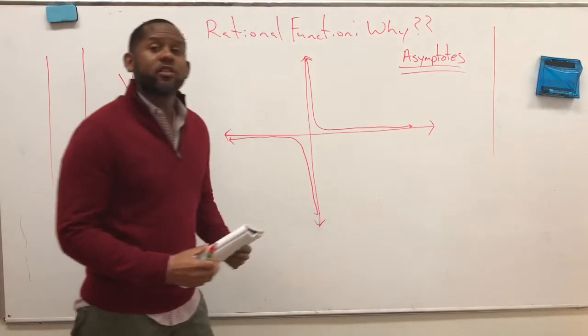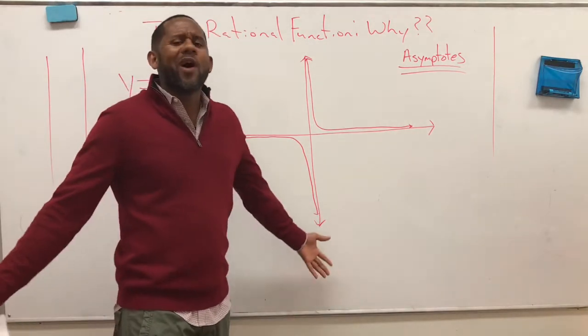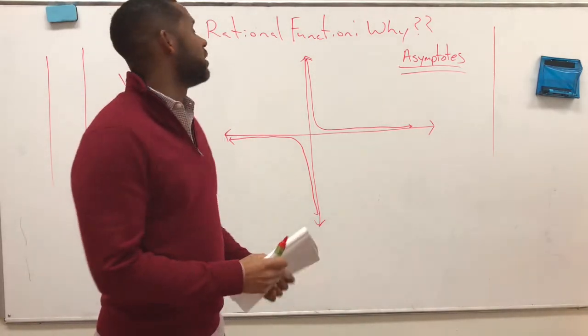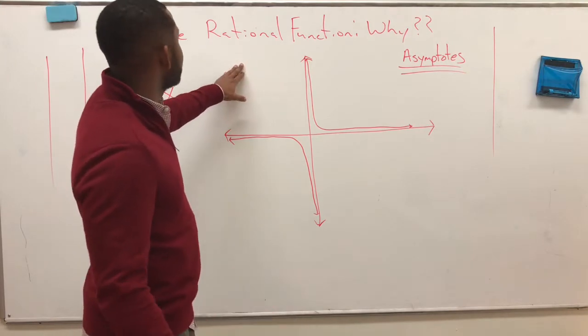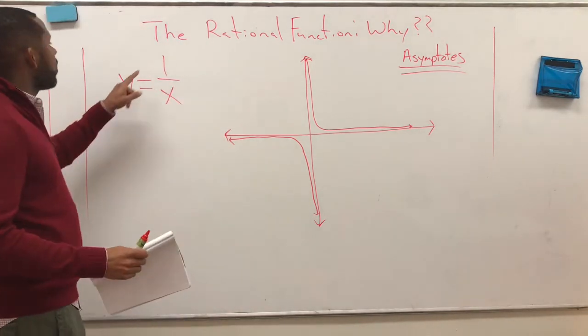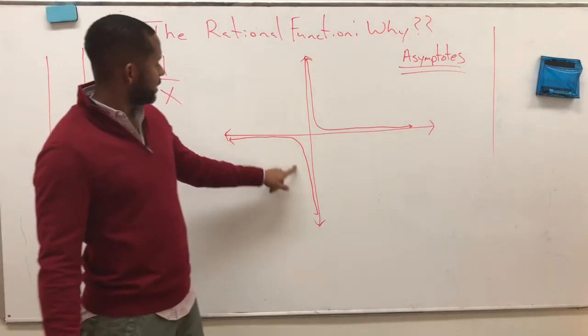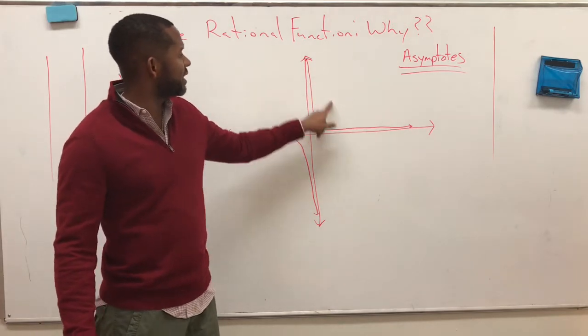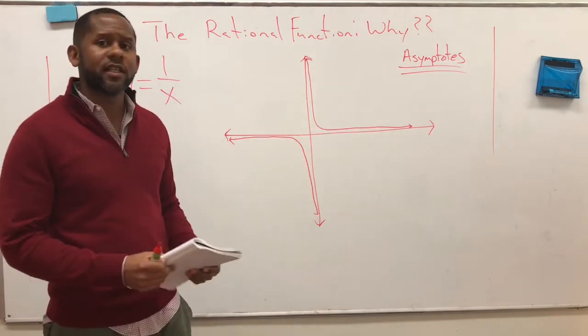All right, so next we're gonna talk about this rational function. Why does it look like it actually looks, okay? So here's my rational function. It's when you have y equals 1 over x. And then I get this graph that looks really weird. It's like split in two different parts and it looks like that.